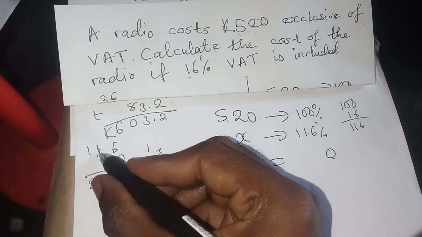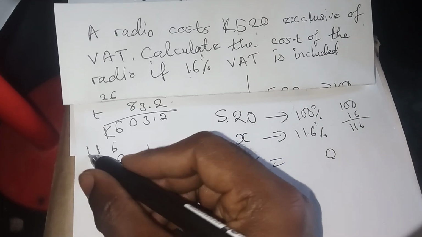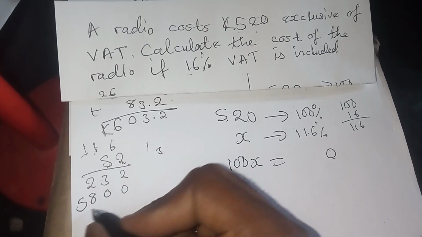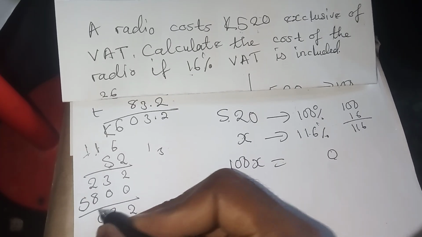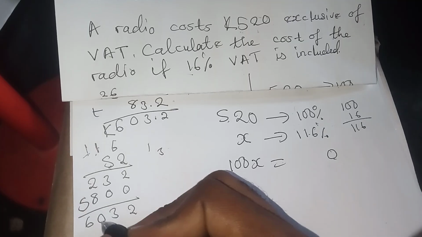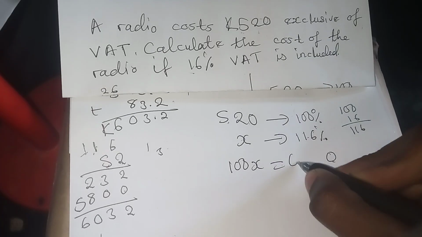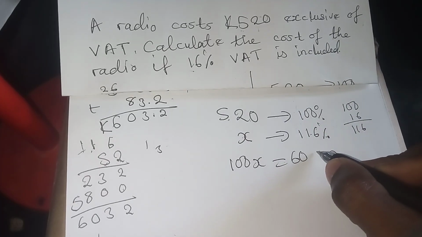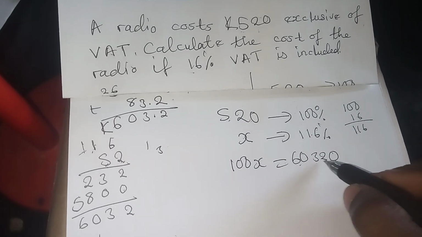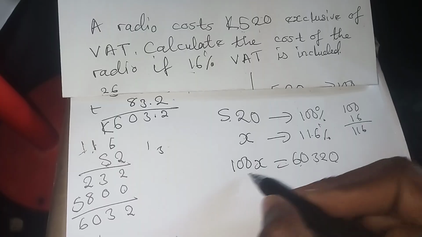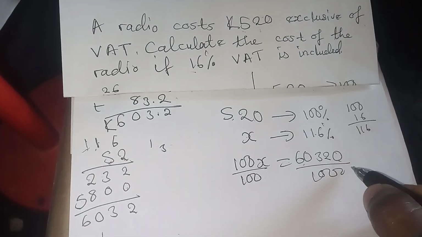And then 5 times 1, that's a 5. Plus 3, you have an 8. 5 times 1, that's a 5. Yeah. And this plus this, that's a 2. You have a 3, you have a 0, and then this one will be a 6 because of the one we have carried over from here. So this one will be 60,320. And then now to solve for x, you can simply divide both sides by 100.